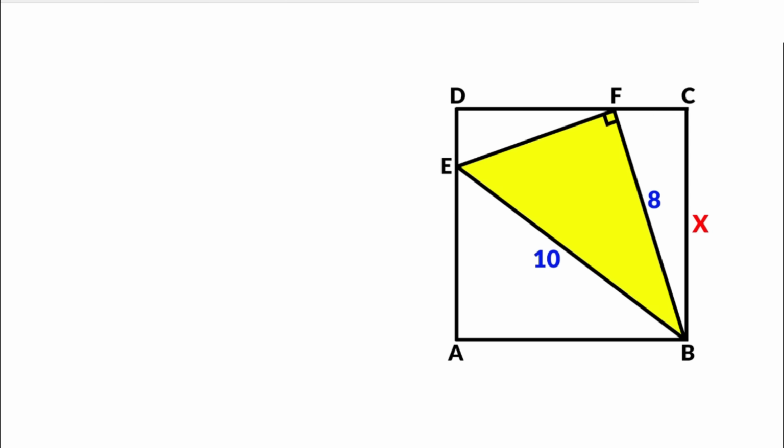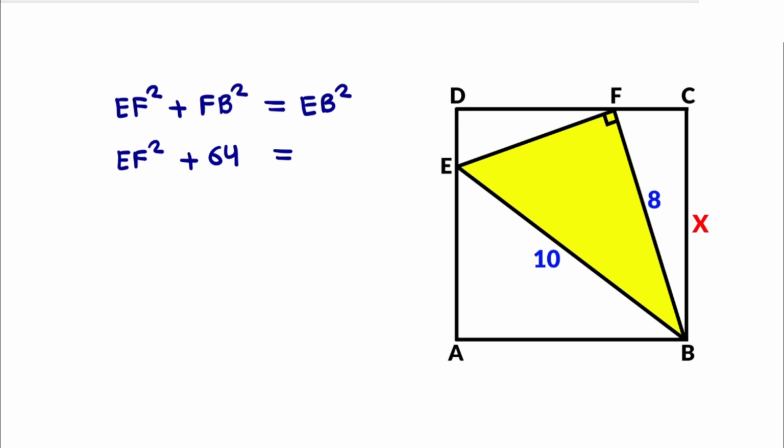We'll start with triangle EFB. Since it's a right triangle, we can apply the Pythagorean theorem. EF squared plus FB squared equals EB squared. Substituting the numbers gives EF squared plus 64 equals 100. Subtract 64 from both sides, and we get EF squared equals 36. Taking the square root, we find EF equals 6.